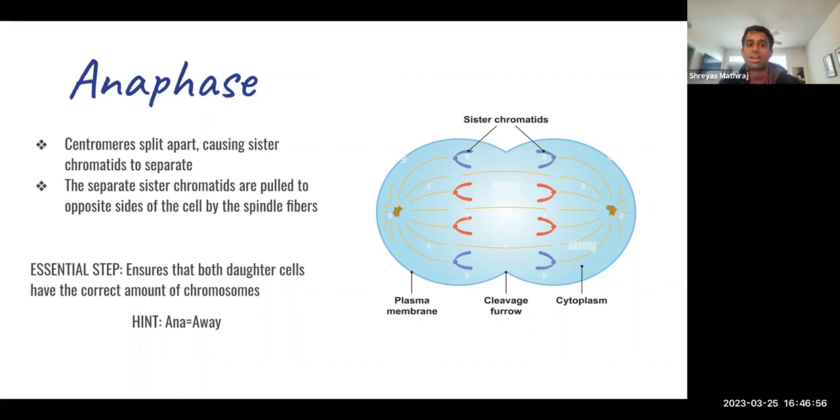And the sister chromatids are pulled to opposite sides of the cell by the spindle fibers. This is the step that makes sure that both daughter cells have the correct amount of chromosomes and DNA, and that they're going to be equal on both sides. And a helpful hint for anaphase, I believe, is "ana," away, A and A. Just think that it helps people remember that anaphase is when the spindle fibers move, or the chromatids move, away from each other.